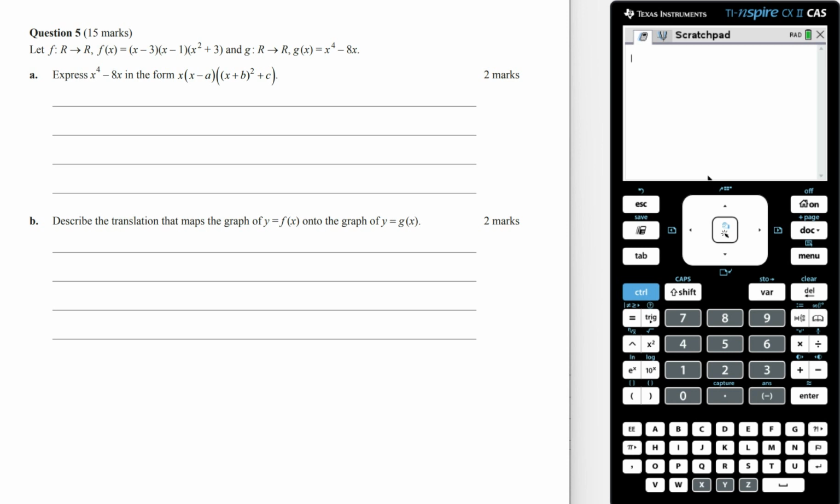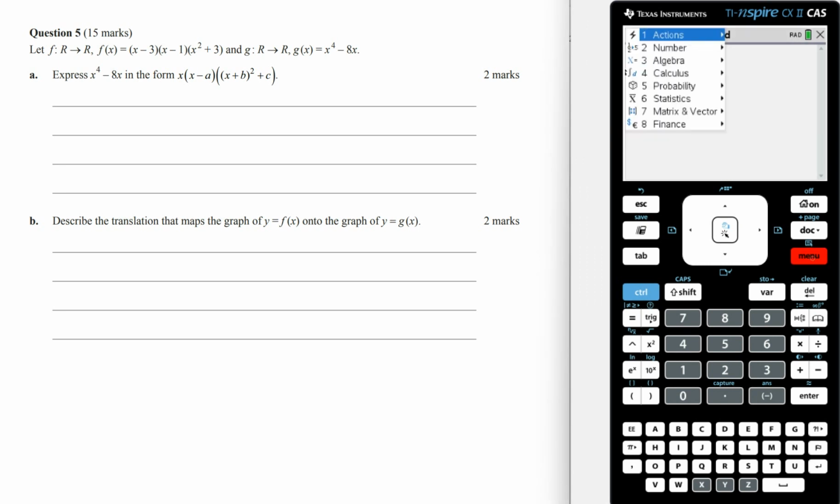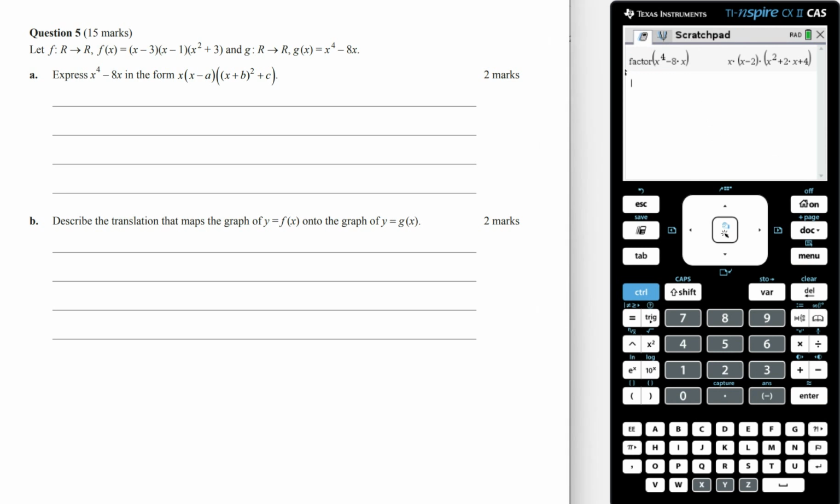Express x to the power of 4 minus 8x in the form x times (x minus a) times ((x plus b) squared plus c). To factorize x to the power of 4 minus 8x, we can use the factor command in the calculator. And so in factored form, x to the power of 4 minus 8x can be written as x times (x minus 2) times (x squared plus 2x plus 4).